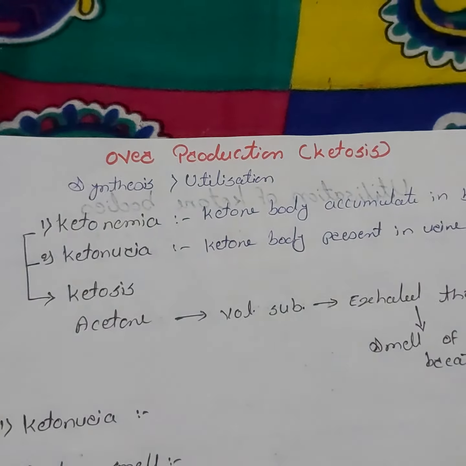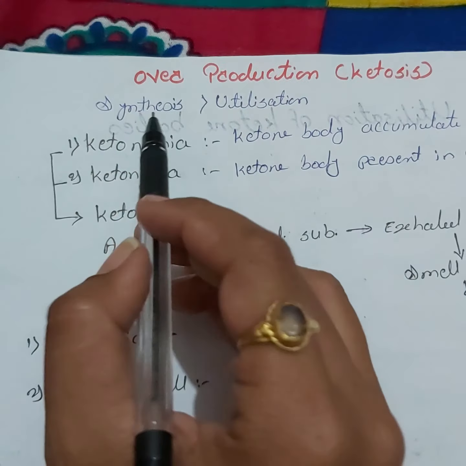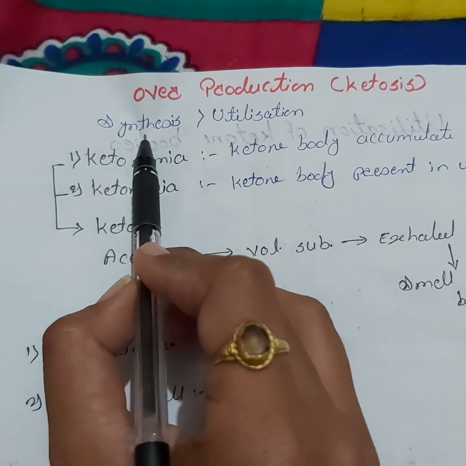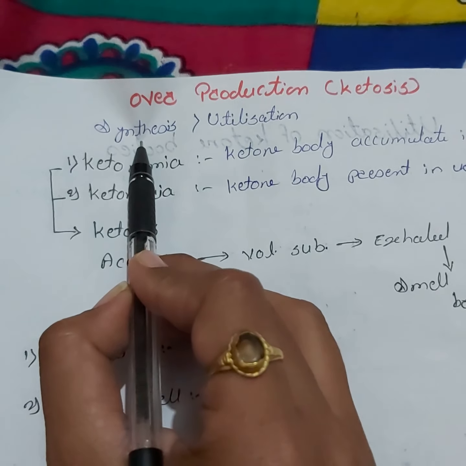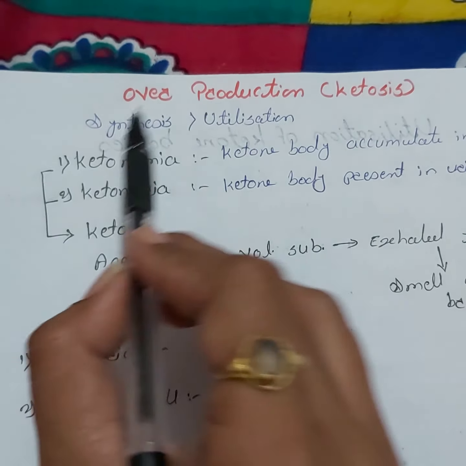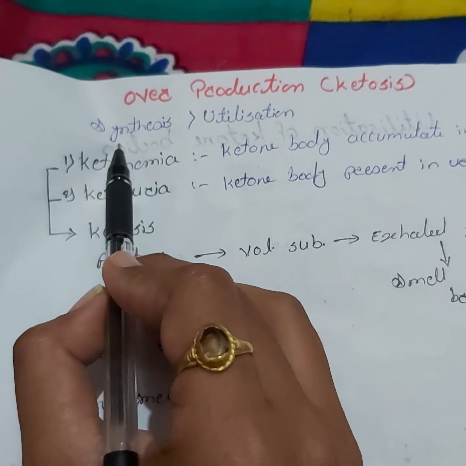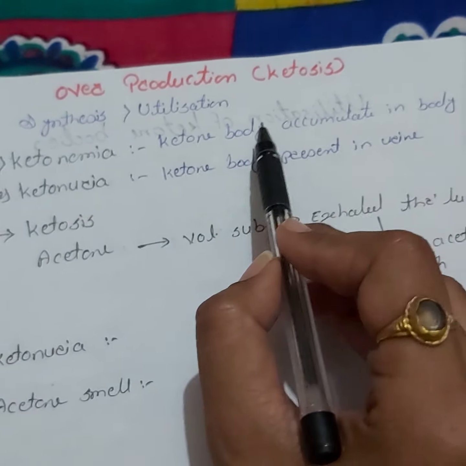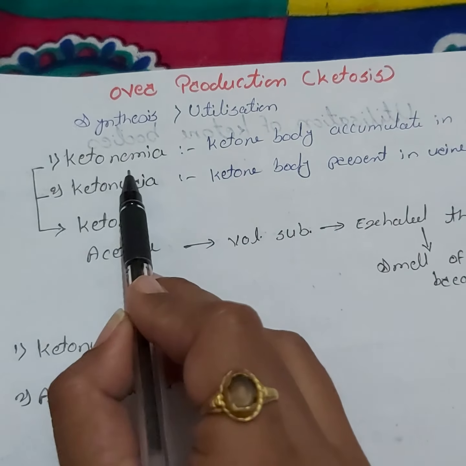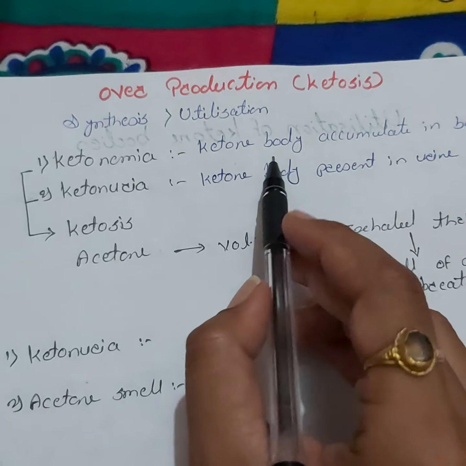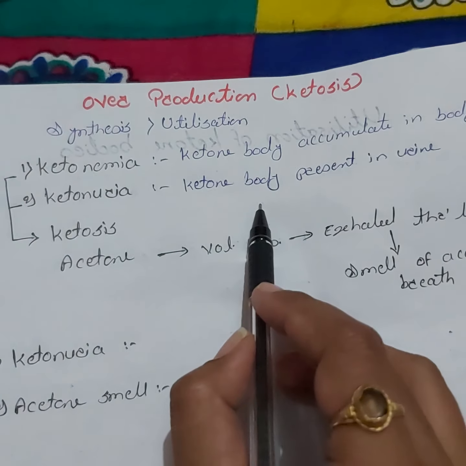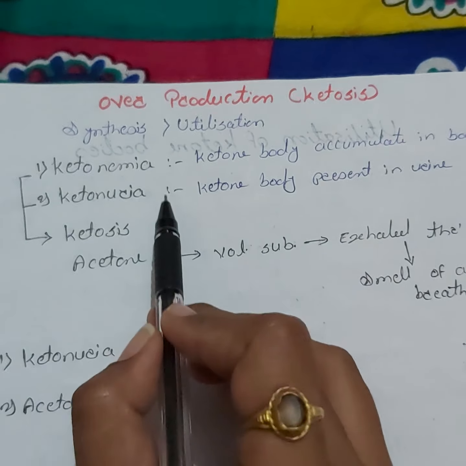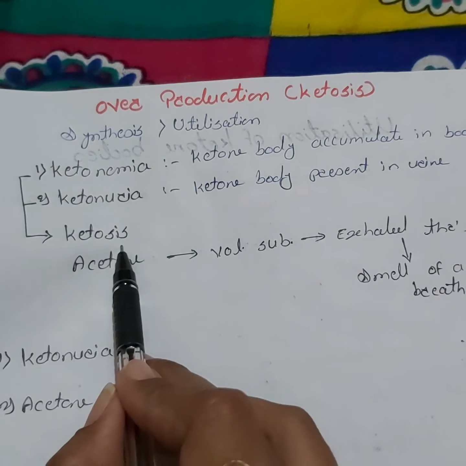Overproduction of ketone bodies will be observed when synthesis is higher and utilization is lower, meaning maximum production of ketone body will be observed and utilization of this ketone body is less as compared to the synthesis. In such a condition, overproduction of ketone bodies will be observed. When these ketone bodies accumulate in the body, it is called ketonemia. And when these accumulated ketone bodies enter into the urine and are observed in the urine, this is called ketonuria. These both processes combined are called ketosis.